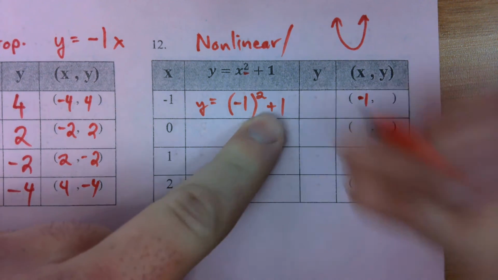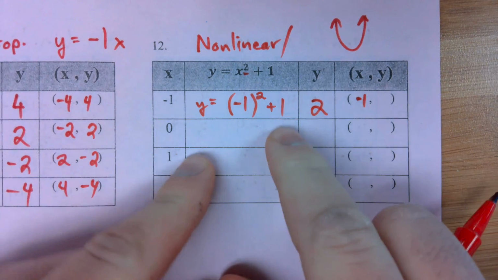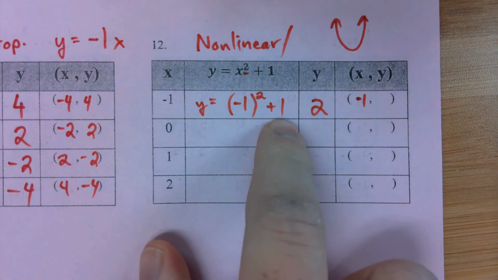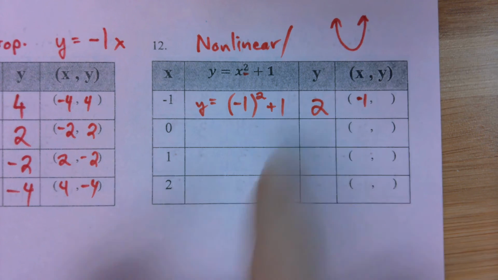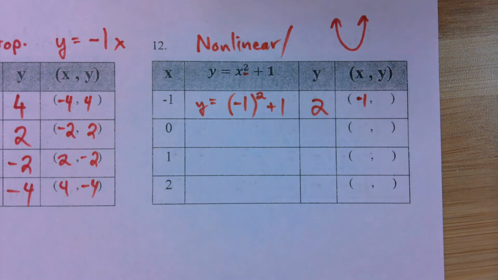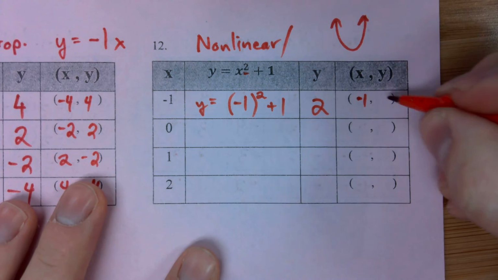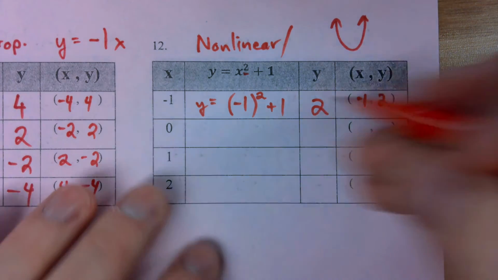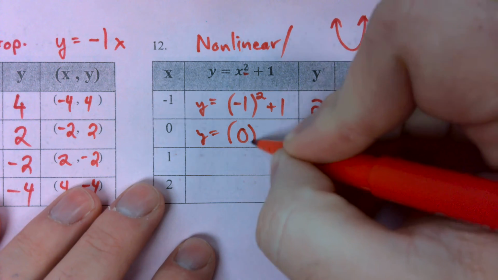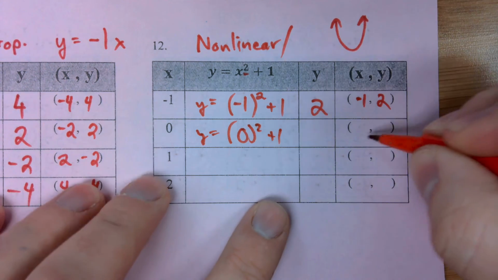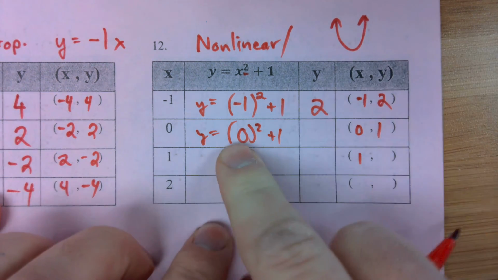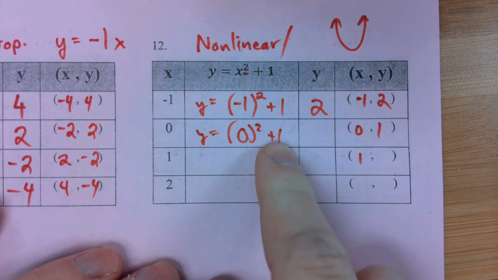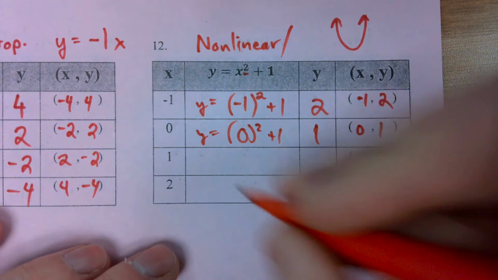Plus 1 gives us 2. I saw a lot of people forgetting to do the +1 here as well. We got to evaluate the entire function. Right? And it's a +2 right there. Second one, y is equal to 0 squared plus 1. What's that going to be? 1. 1, that's right. 0 times 0 is 0. Plus 1 gives us 1.